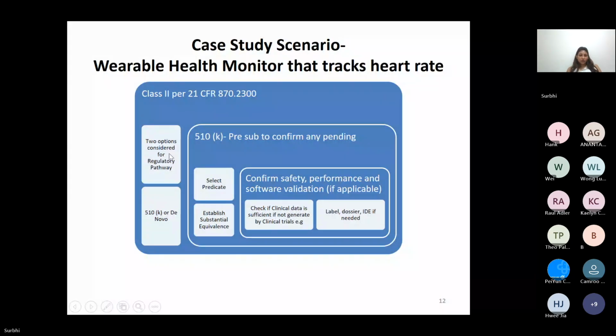Now, for example, this wearable health monitor, we have two options for regulatory pathway. Either we go via De Novo or we go via 510(k). As a manufacturer, I will see whether I have a predicate. By 870.2300, I can see which predicate I have, and then I can file for 510(k) by establishing equivalence to that predicate.